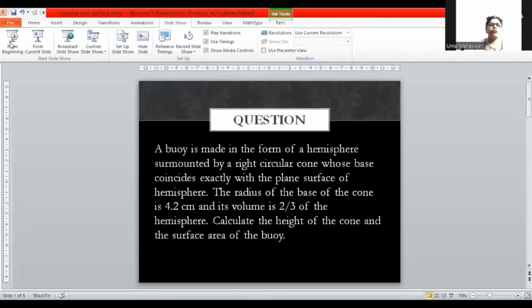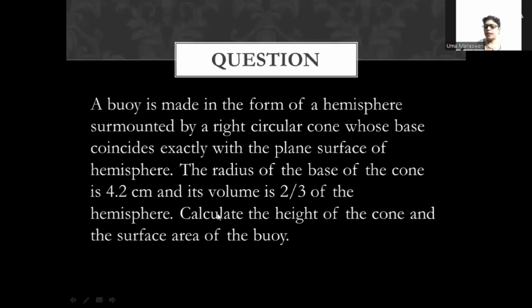See, here is the question. A boy is made in the form of a hemisphere surmounted by a right circular cone whose base coincides exactly with the plane surface of the hemisphere. The radius of the base of the cone is 4.2 centimeters and its volume is 2/3 of the hemisphere. Calculate the height of the cone and the surface area of the ball.